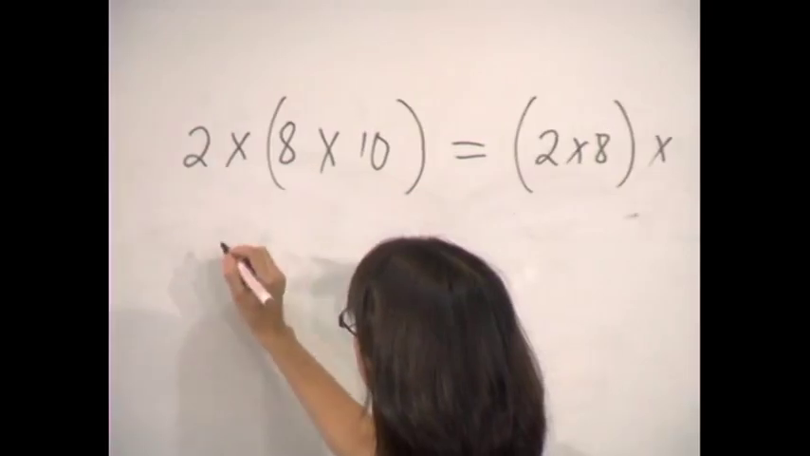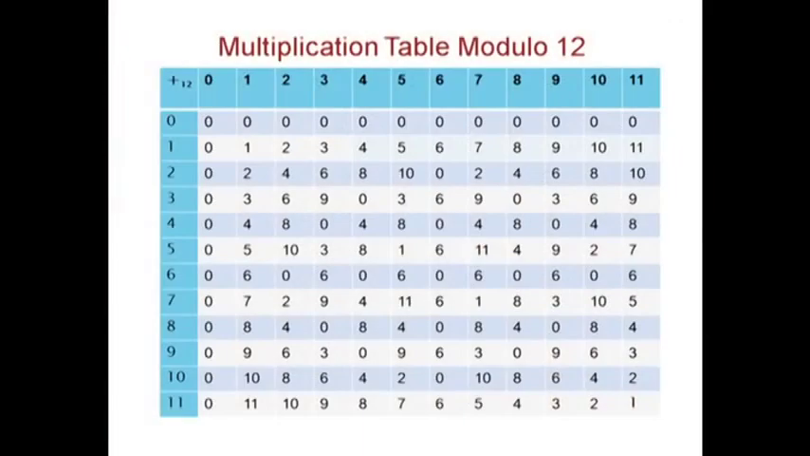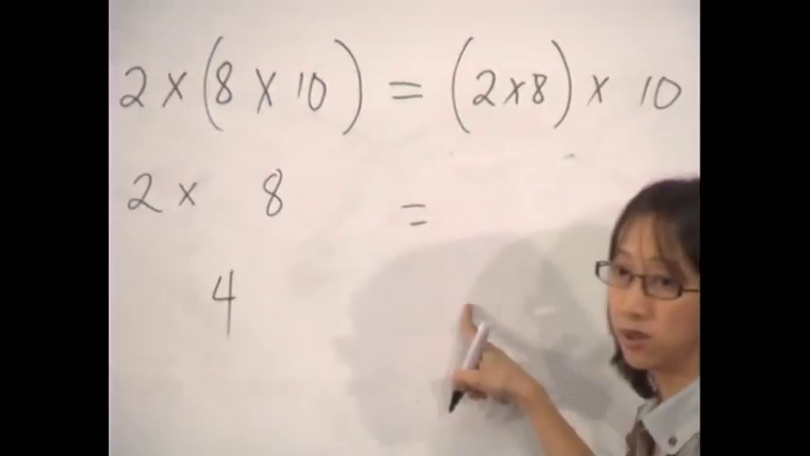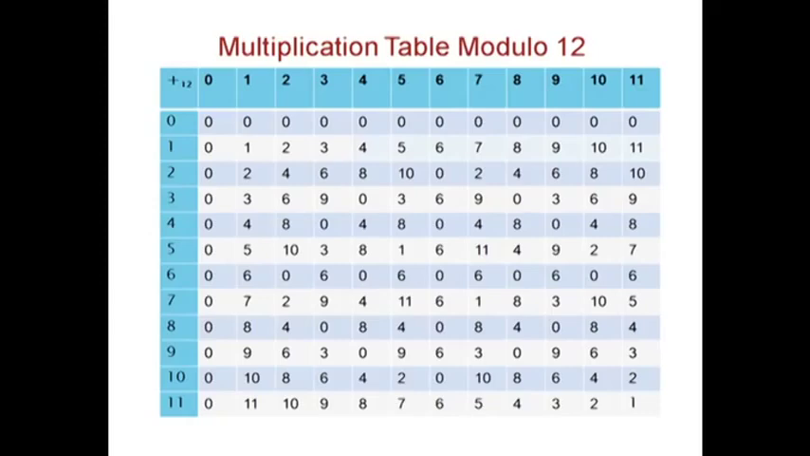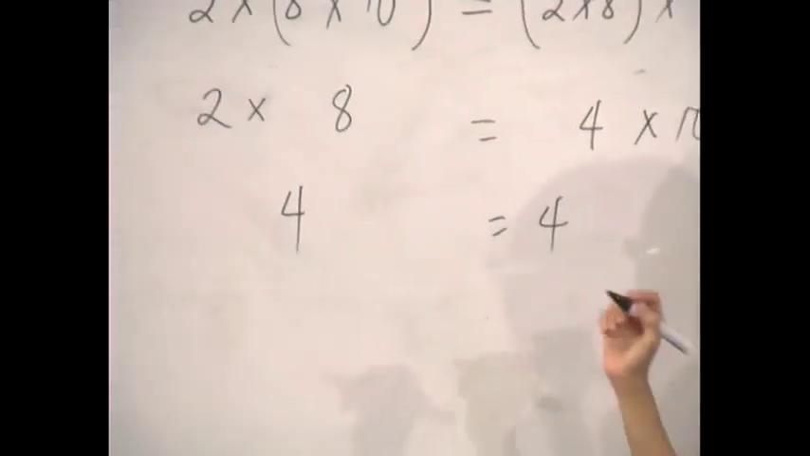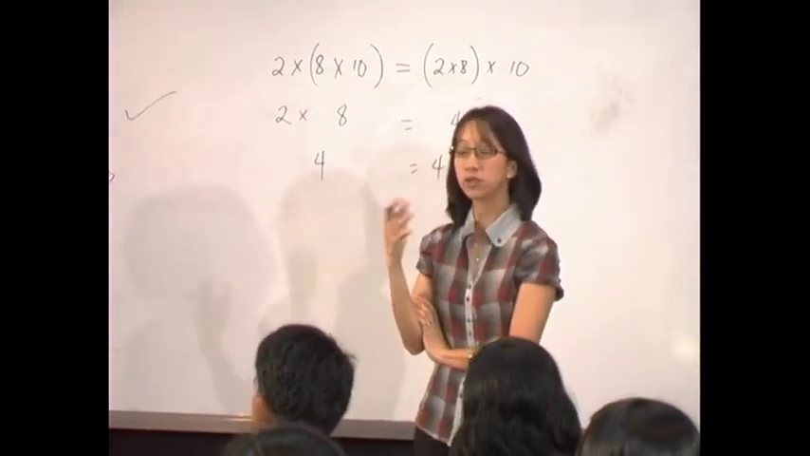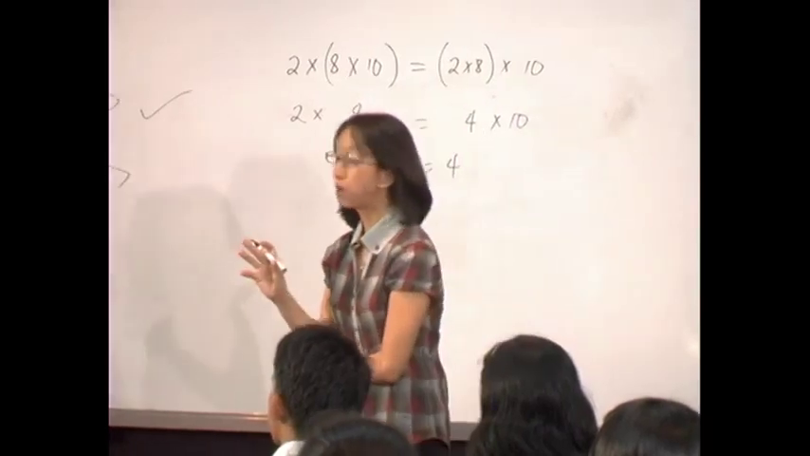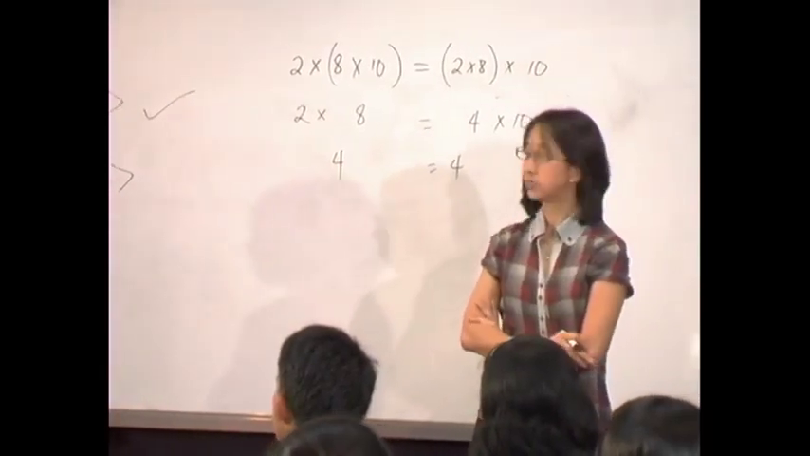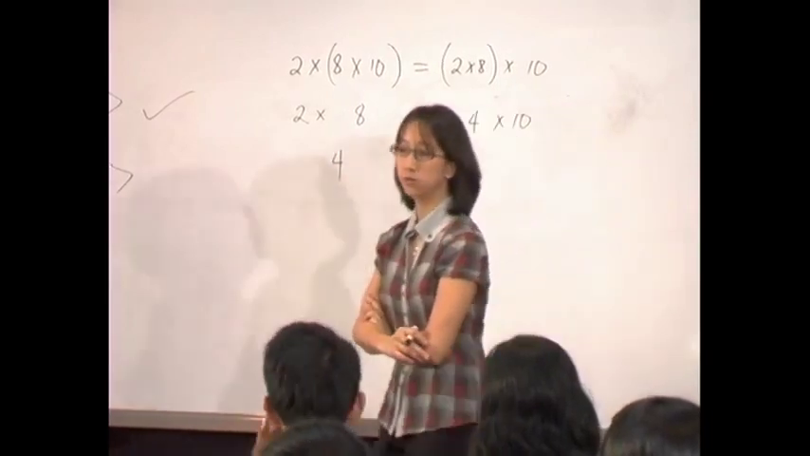On the left side, what is 8 times 10? From the table, you get 8. And what is 2 times 8? You'll get 4. Will we get 4 on the other side also? What's 2 times 8 from the table? 4. And what is 4 times 10? 4. So, this particular set exhibits associativity. Actually, since this is finite, you can check each possible group of elements, and you'll find that Z12 is also associative with respect to multiplication modulo 12.